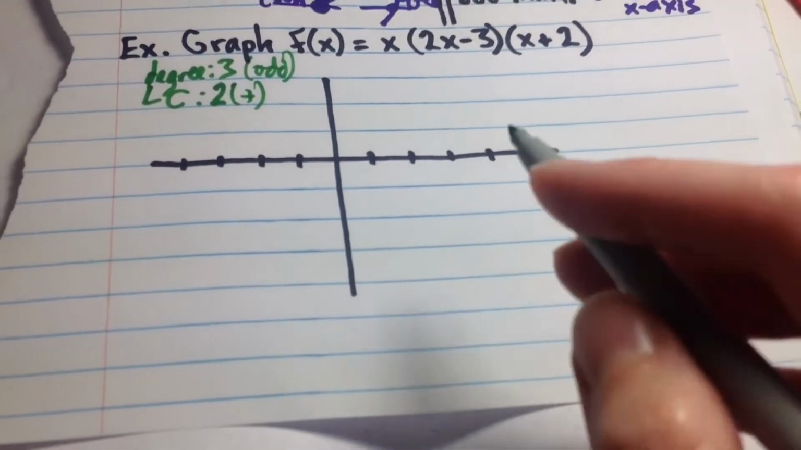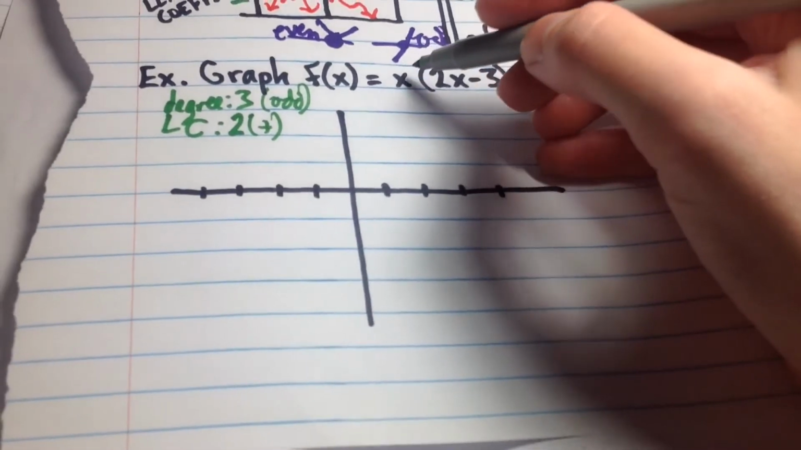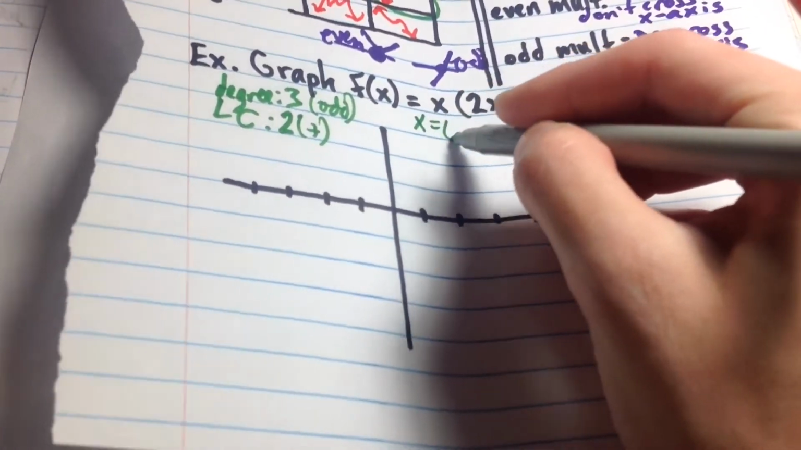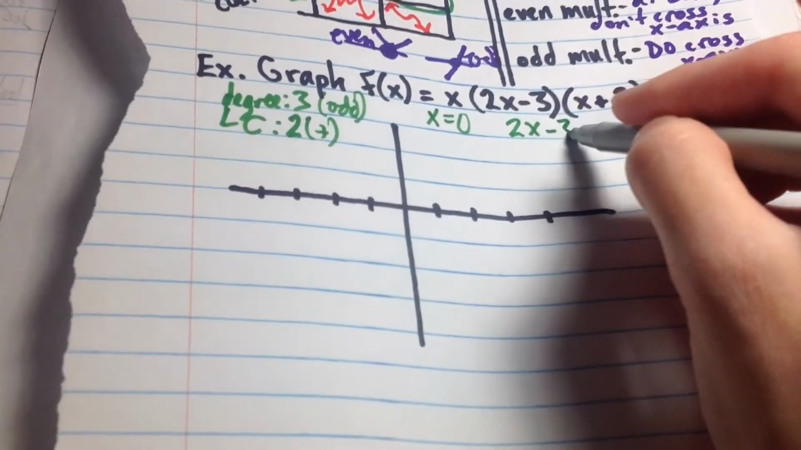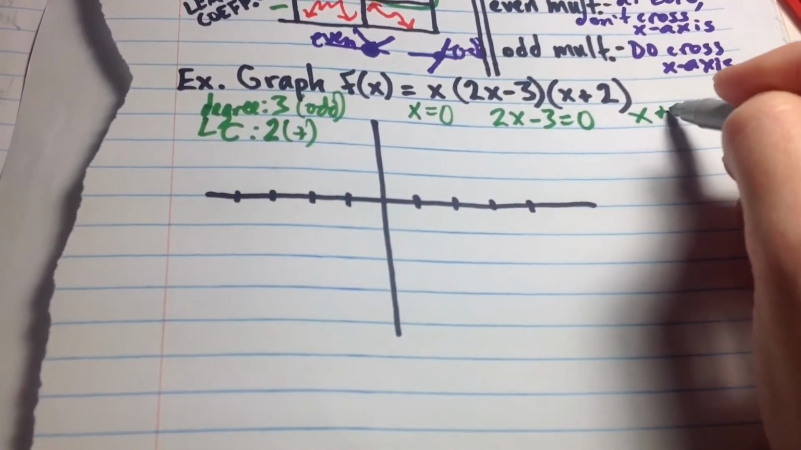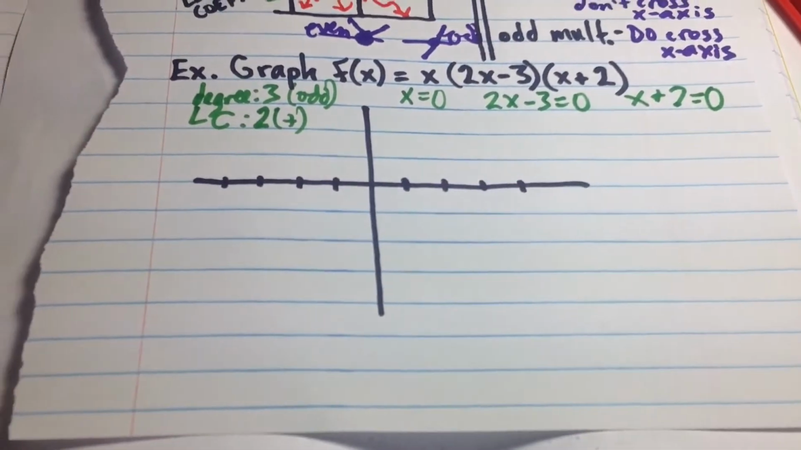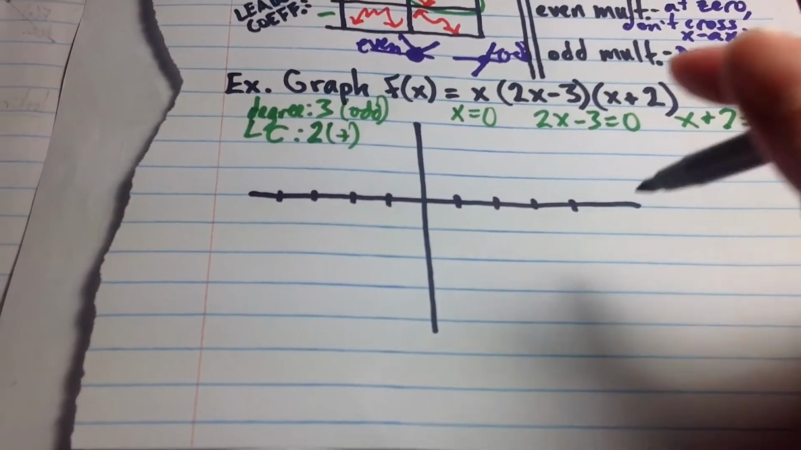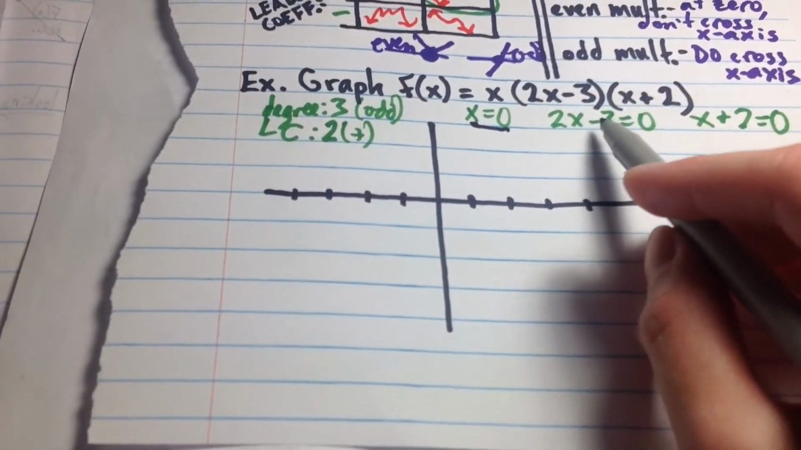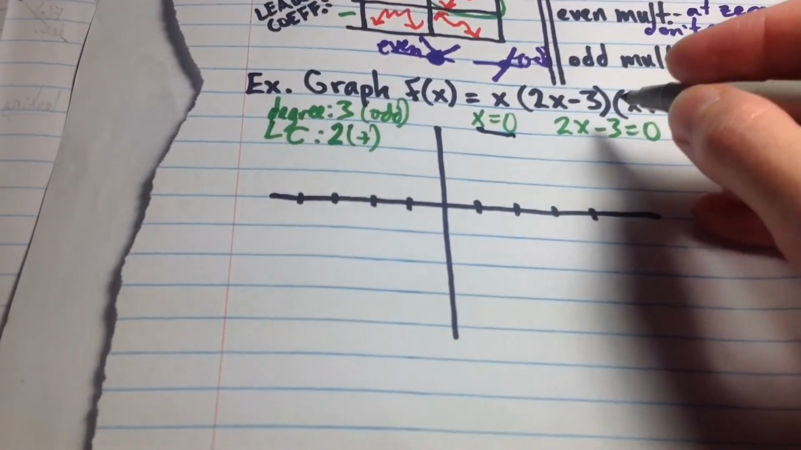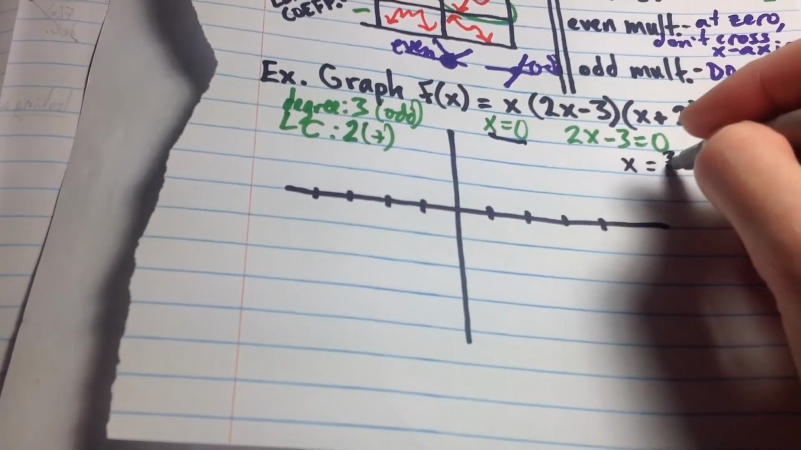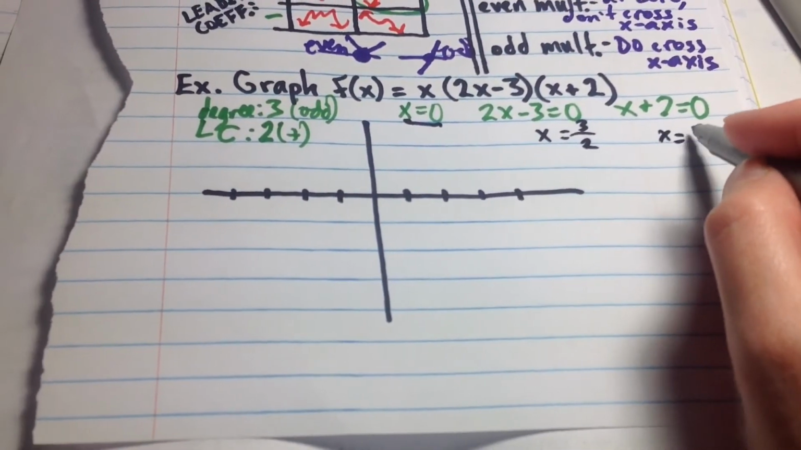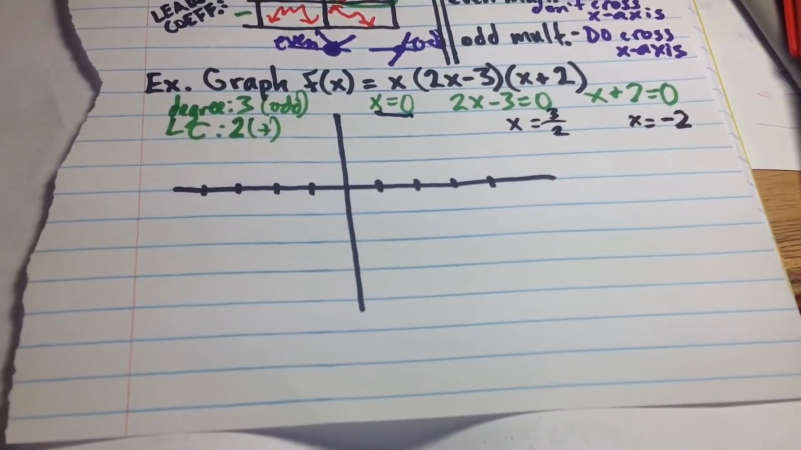Then the next thing we're going to do is mark our zeros. So if these are our 3 factors, we would break them up and set each of those factors equal to 0. So x equals 0, 2x minus 3 equals 0, x plus 2 equals 0. And we solve those out real quick. Well, this one's already solved. And then on this one, we would add 3 and divide by 2. I'm just going to skip ahead. x is 3/2. And then on this one, subtract 2, you get x equals -2.